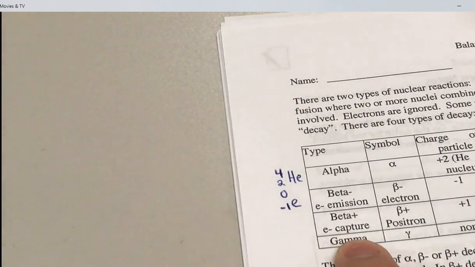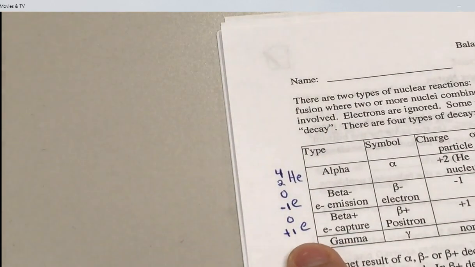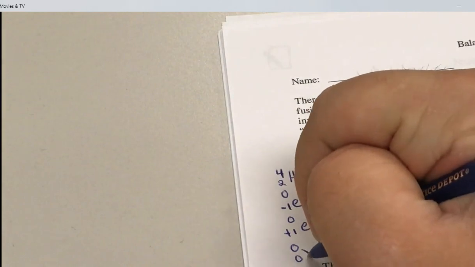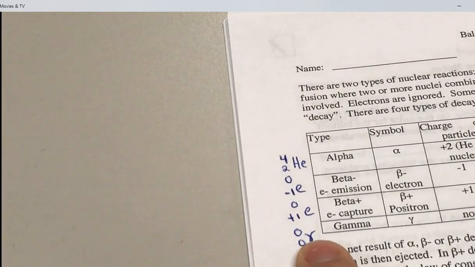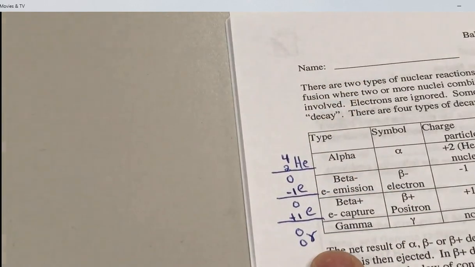This is beta emission. Beta capture is going to use what's called a positron, and that's just a positive electron. And it's going to look like that. And then gamma is going to be 0, 0, because we learned that gamma is just pure energy. It has no mass or atomic number. And that's what the particles are going to look like.